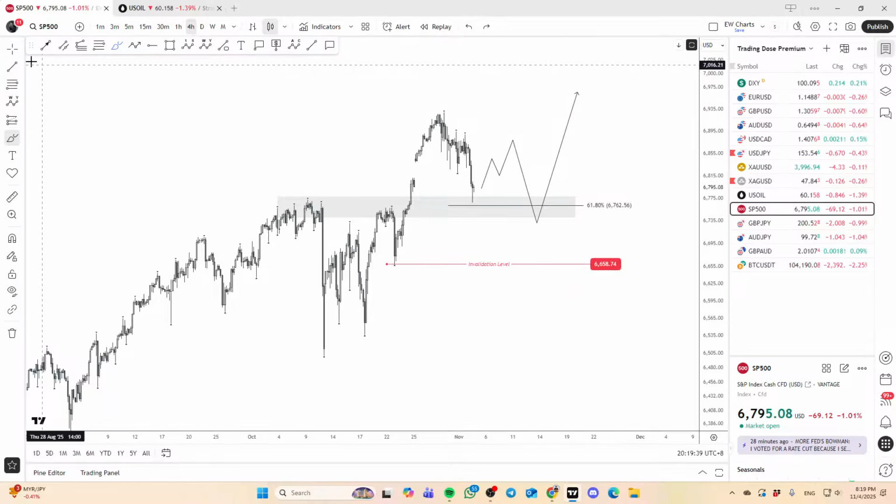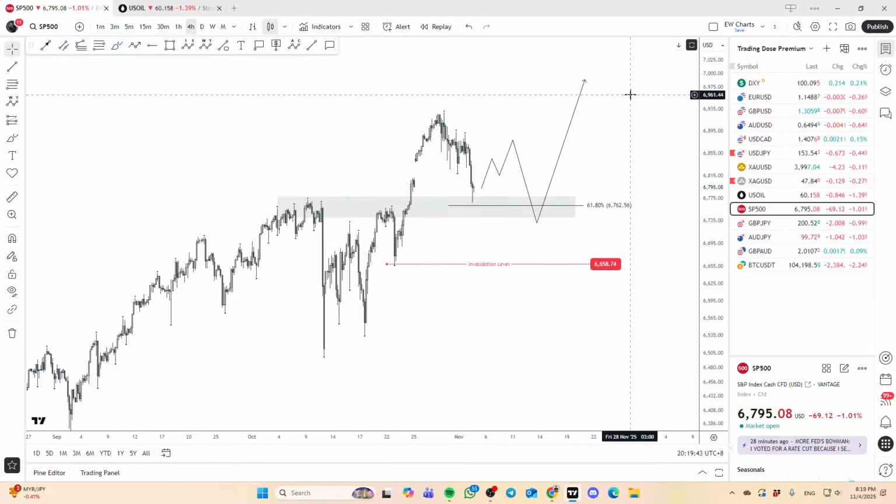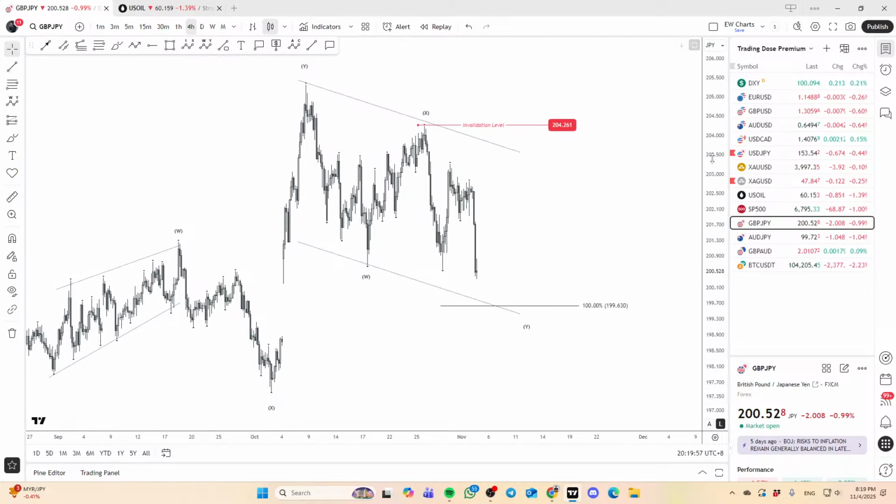So the directional bias is pretty clear for generally the US market, right? So if you're looking at S&P, this is what we're looking at. If you're looking at NASDAQ, generally it's pretty much the same. We're looking at upside. Okay. Then we have the pound yen. We are expecting that three wave.